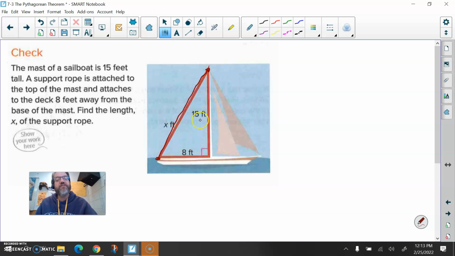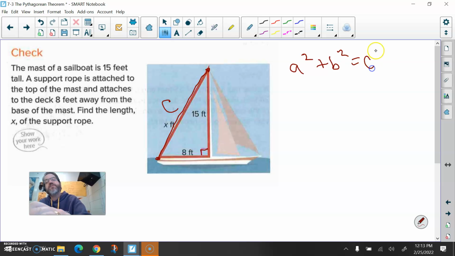So 8 feet and 15 feet, these are my legs because they are forming this right angle here. The missing measurement of that support rope is side C. I know it says X feet, but we're going to call it C. So A squared plus B squared equals C squared. And we're going to fill in 8 and 15 in place of the A and the B because those are the legs. So 8 squared plus 15 squared equals C squared.